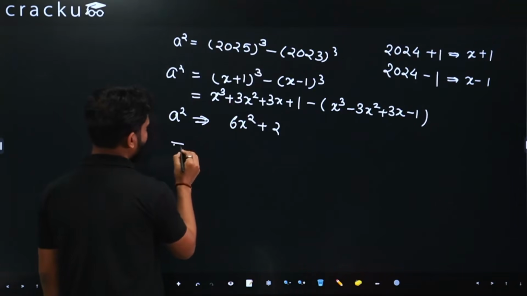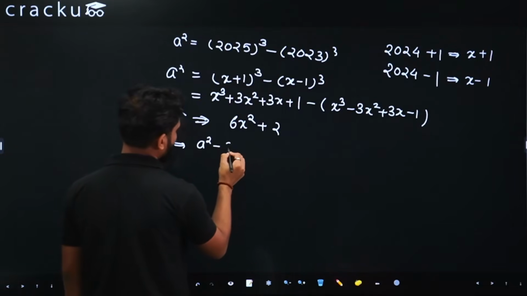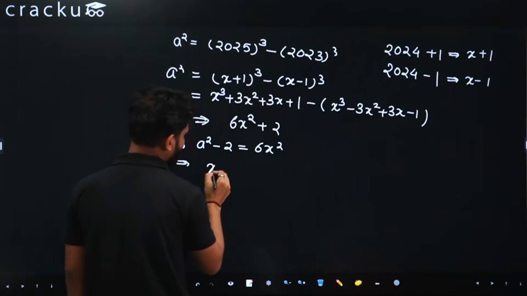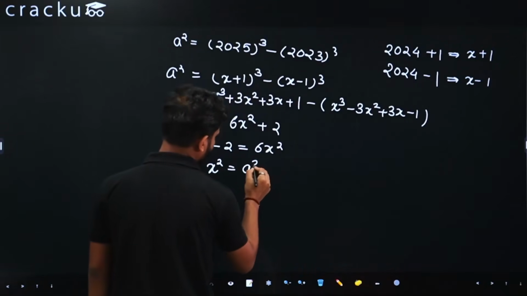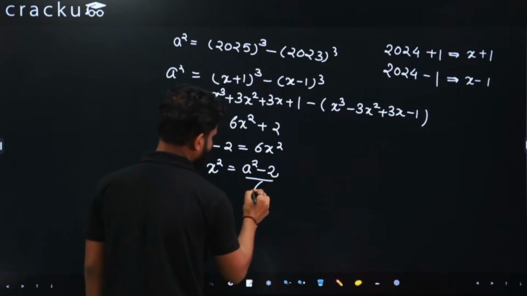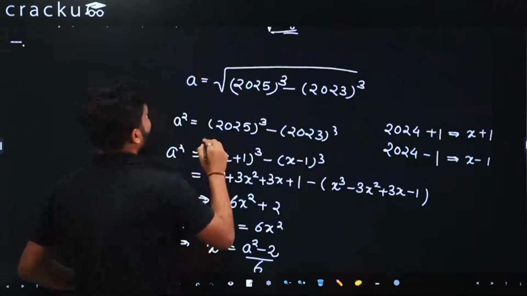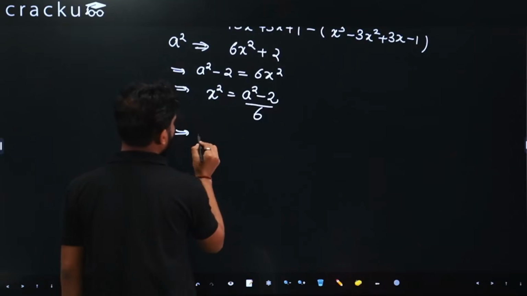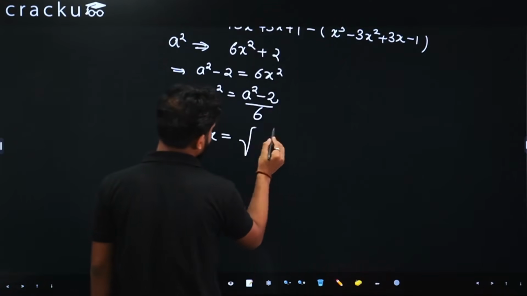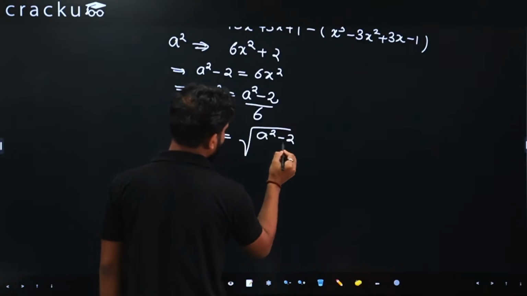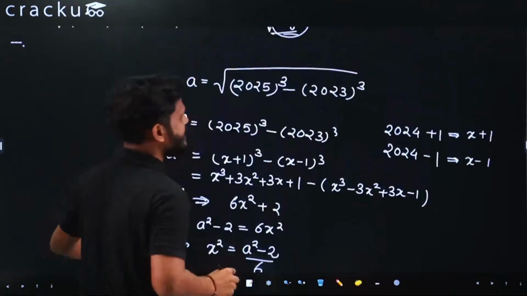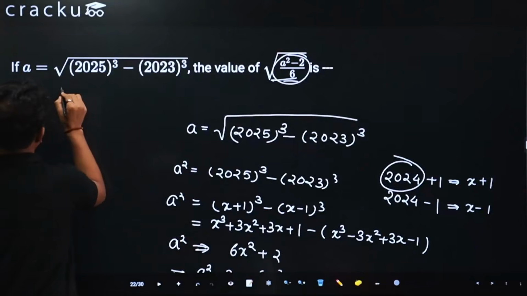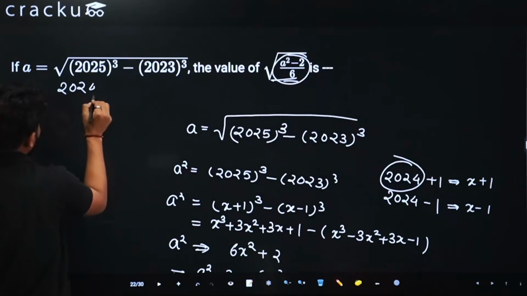So from here I can write A square minus 2 is equal to 6x square, or x square is equal to A square minus 2 divided by 6. If I take the square root, x is equal to square root of A square minus 2 divided by 6. And what is x? X I have assumed as 2024. So the answer to this question will be 2024.